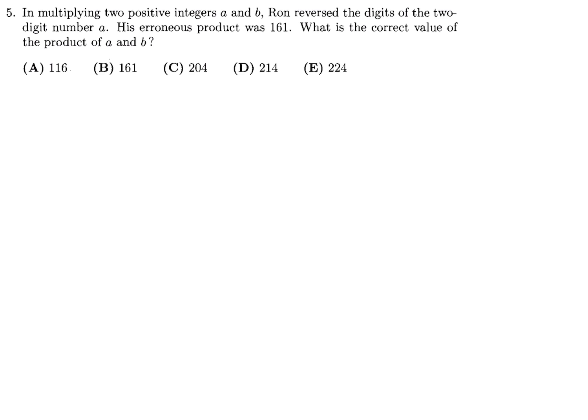In multiplying 2 positive integers A and B, Ron reversed the digits of the 2-digit number A. His erroneous product was 161. What is the correct value of the product of A and B?